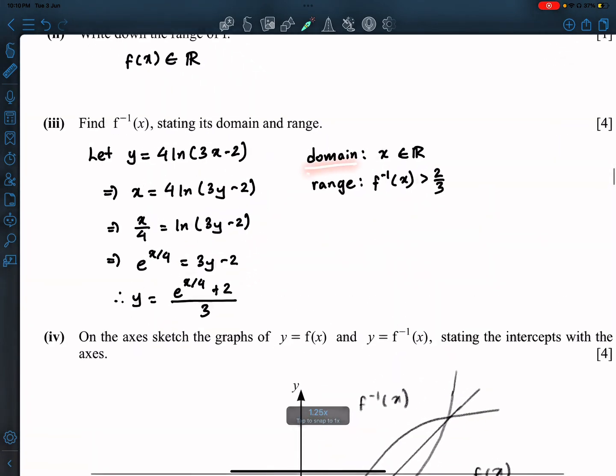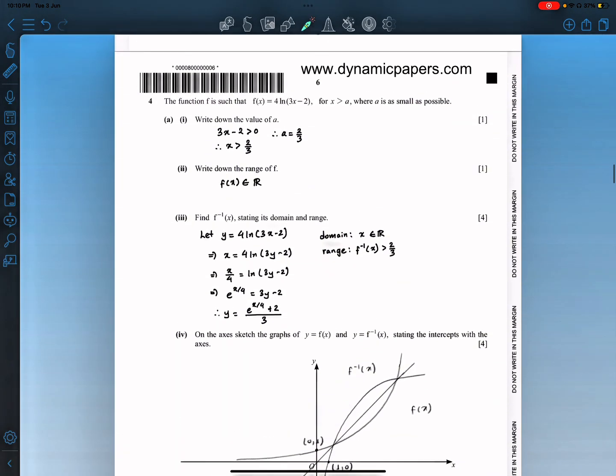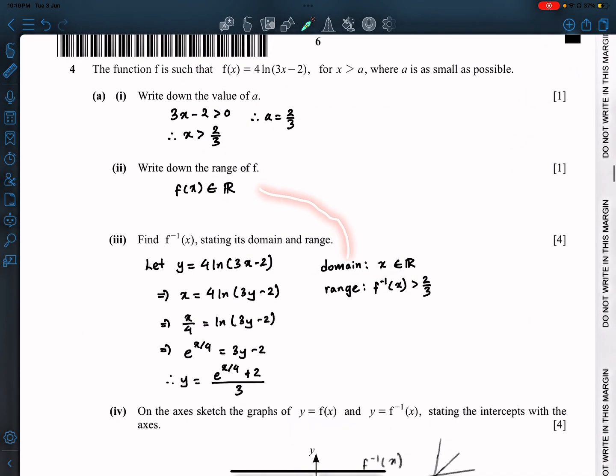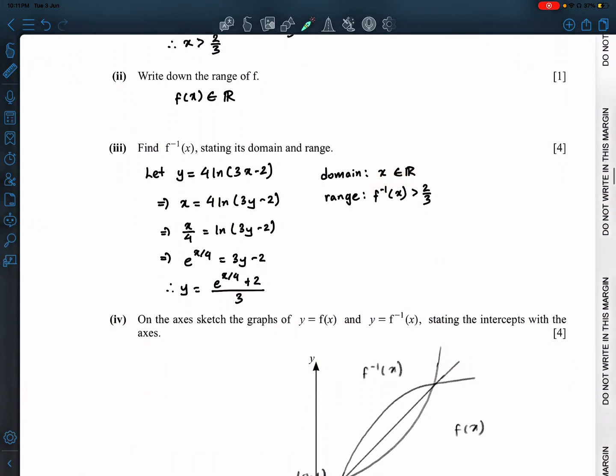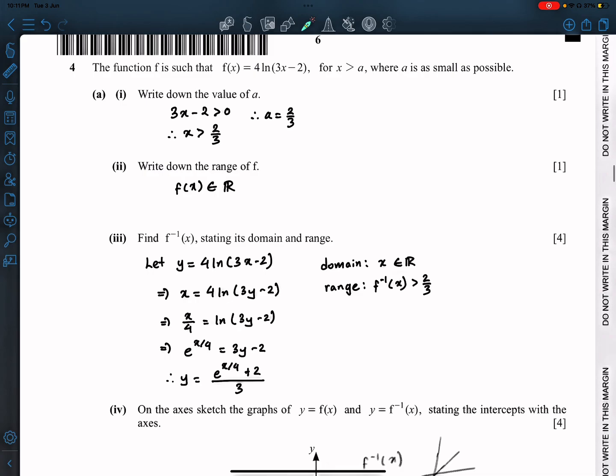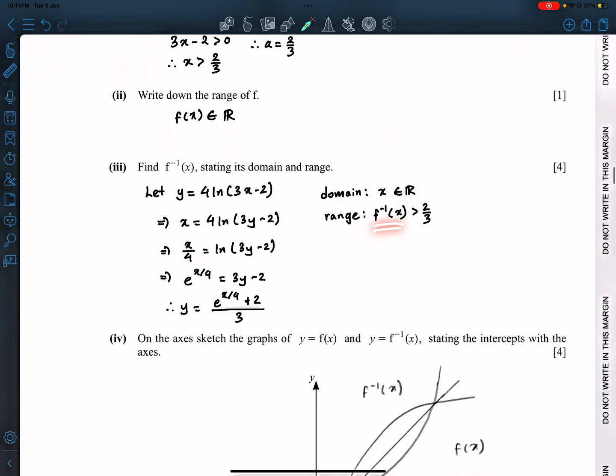Now how can we find the domain of f inverse of x? For f inverse of x, the domain and range get flipped. So the domain of f inverse of x would be the range of f of x, so x is an element of R. And the range of f inverse of x has to be equal to the domain of f of x. So the range is f inverse of x greater than 2/3. And that's it.